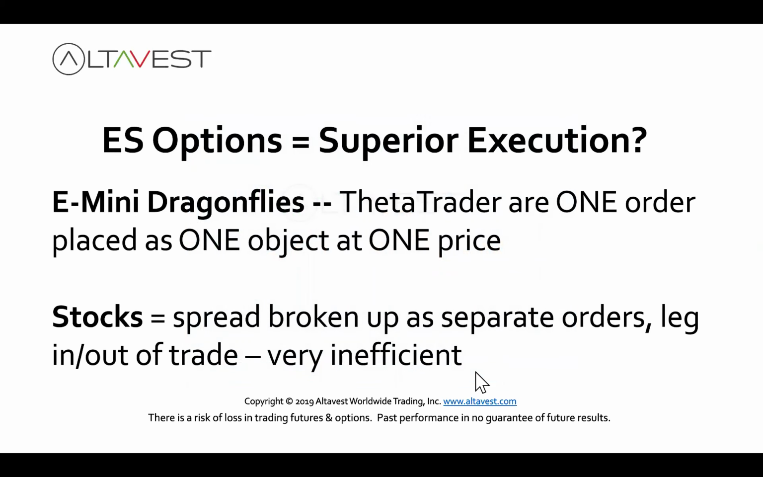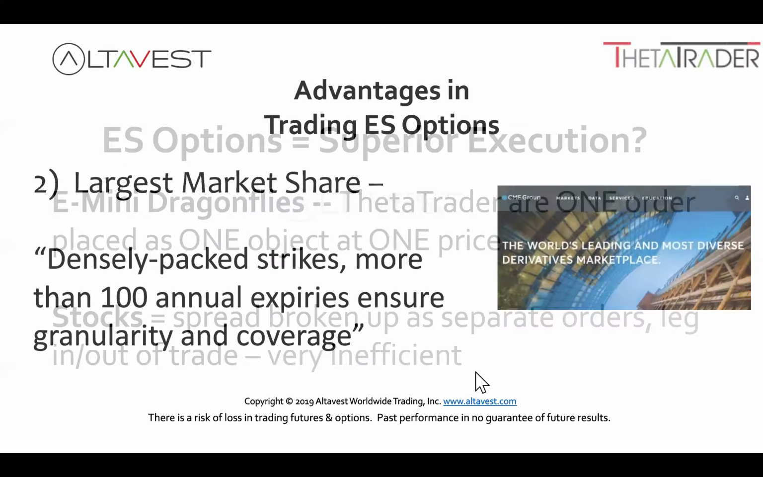So on these Dragonflies we talked about, remember, Theta Trader places that as one order. And it's called as one object at one price. It's a net price. When you're trading stocks and you try to do a Dragonfly, you can't do it as one order. It has to be separate legs. You've got to leg into one type of spread, make up another spread and leg into that, then monitor it separately and then leg out of one spread. And I mean, it's just a nightmare. You can't do it that way. It's just the way the markets are built. The securities side is totally different from the futures side.